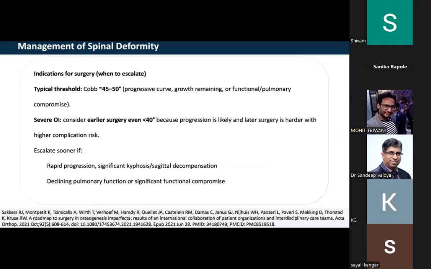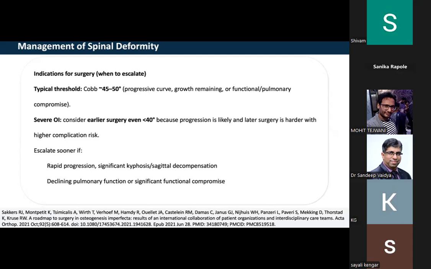So the question is, when do we offer surgery for these patients? The typical threshold for offering surgical intervention is when the curves are progressive with a degree of 45 to 50, with a lot of growth remaining, causing some functional compromise or pulmonary impact. Or if it is a very severe type of OI, we can consider early intervention even below 40 degrees if the progression is rapid, because the surgery later on is going to become harder and riskier. So we have to escalate our surgical indications sooner if there's rapid progression.